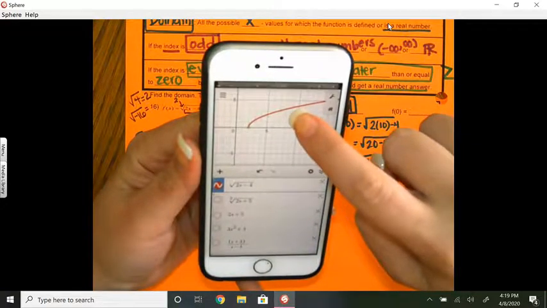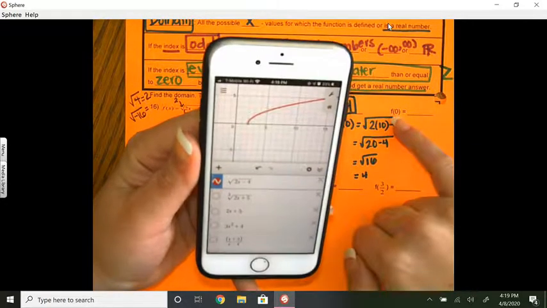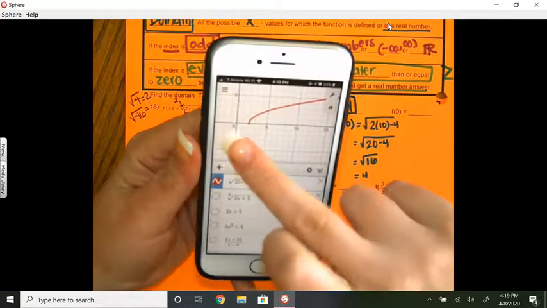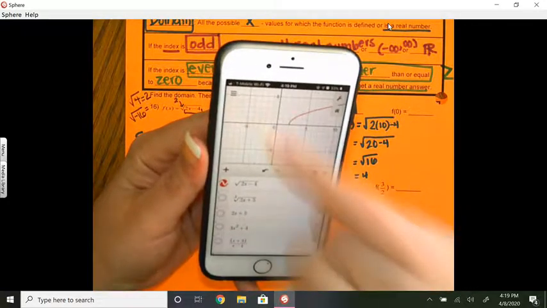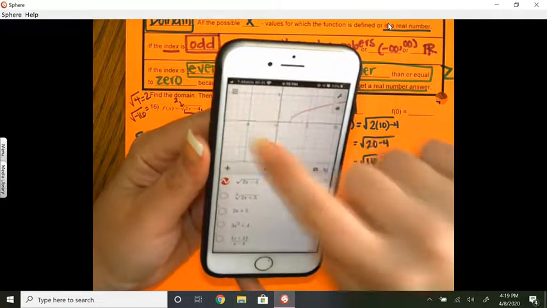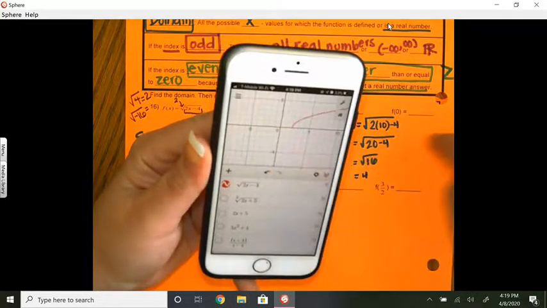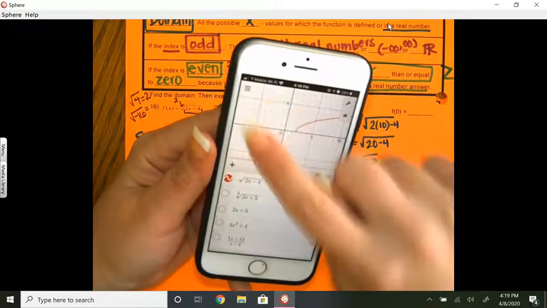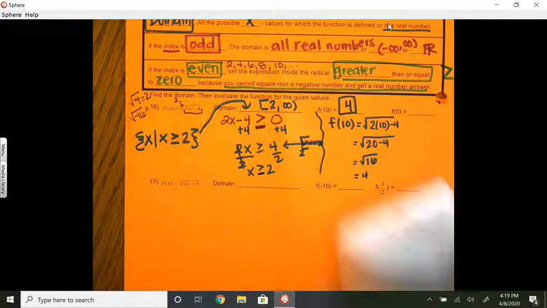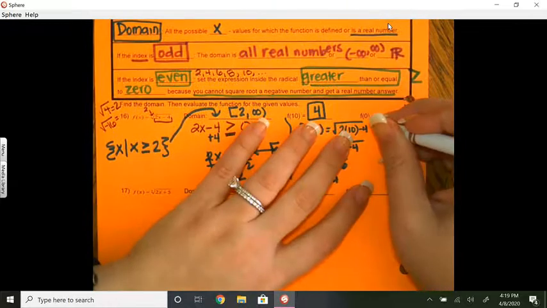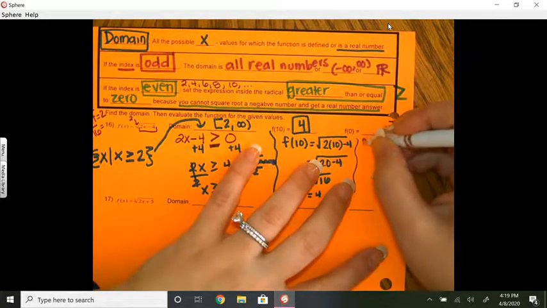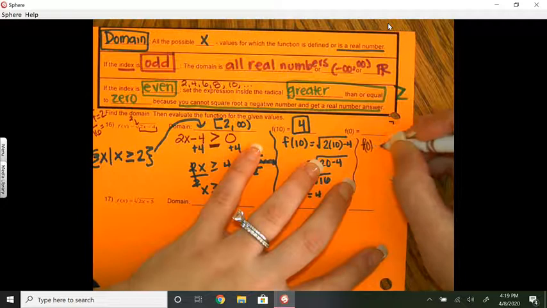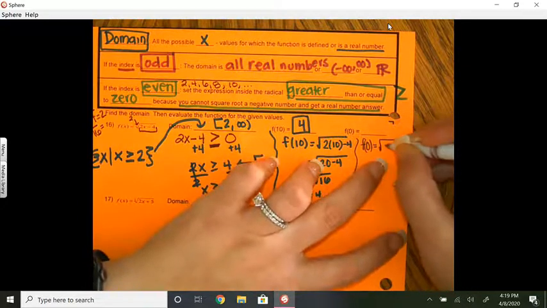Now, it's asking us next to find f of 0. So if x was 0, so here's 0, do you see how there's no graph here? So when we plug in 0, we're going to get not a real number, because there is no point over here. So now we're going to plug in 0 just to show it algebraically, but we know it should be not a real number. 0 does not work.